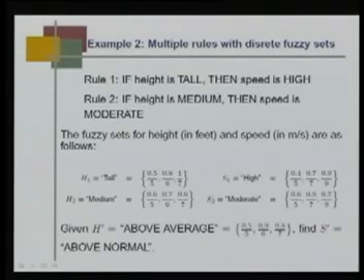For this, the fuzzy sets are defined: tall, high, medium and moderate. Tall is 0.5, 0.8, 1 for various heights in feet like 5, 6 and 7, and for speed high, for 5 meter per second, 7 meter per second and 9 meter per second, the corresponding membership values are 0.4, 0.7 and 0.9. Similarly, for H2, which is medium height, in this fuzzy set 5 has 0.6, 6 has 0.7 and 7 has 0.6.